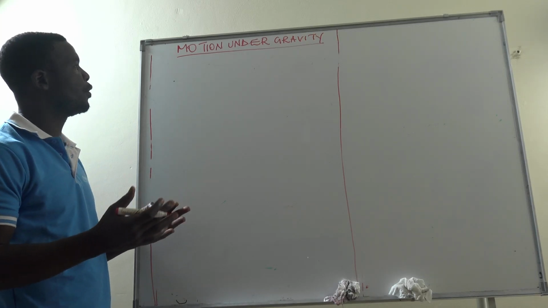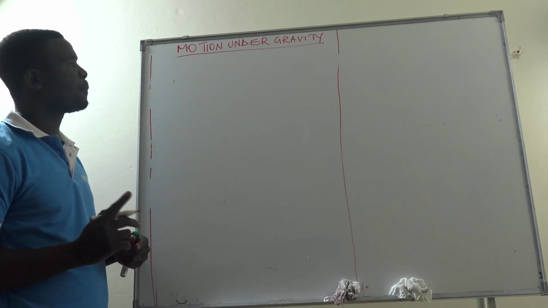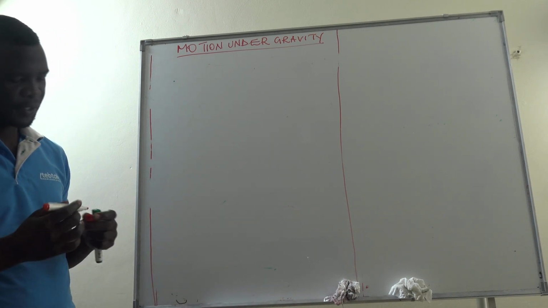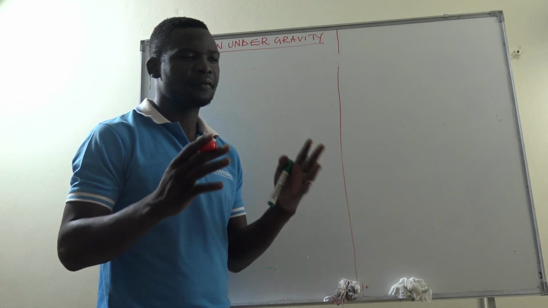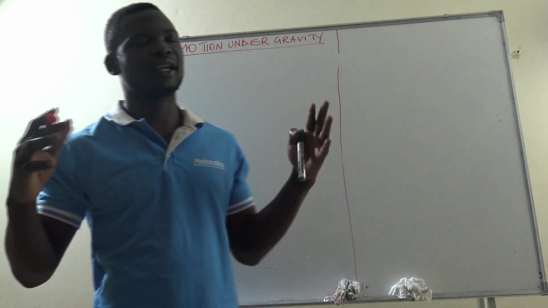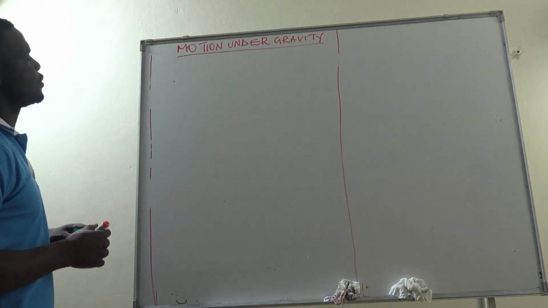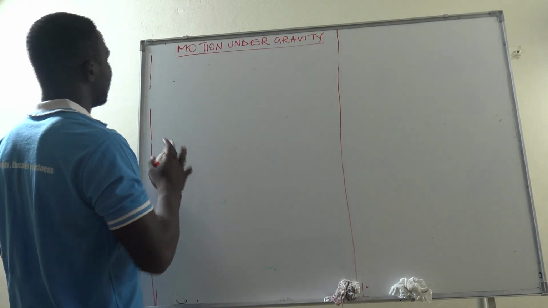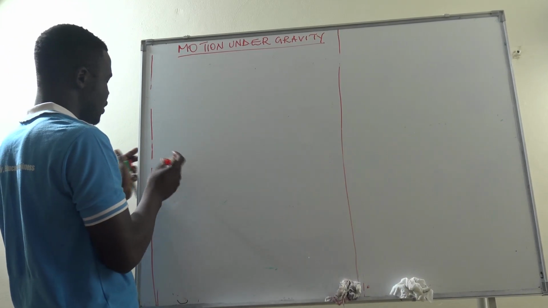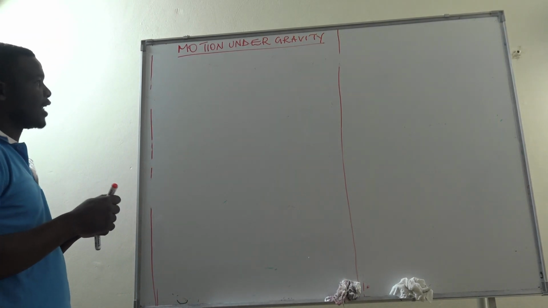In today's video, we're going to look at motion under gravity. When we say motion under gravity, we are looking at things that are falling down freely. When we are looking at motion under gravity, we use our equations of motion, but those equations are altered, okay?